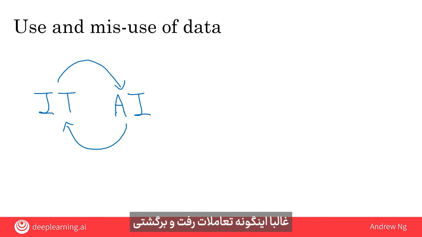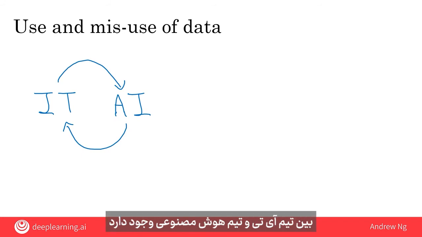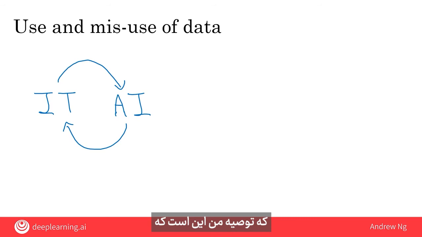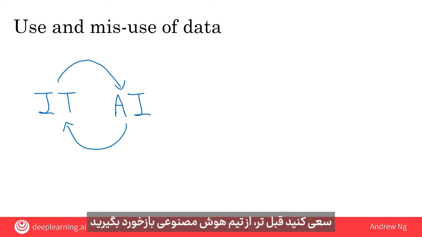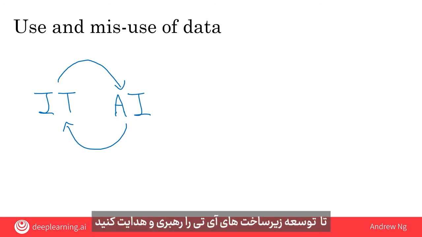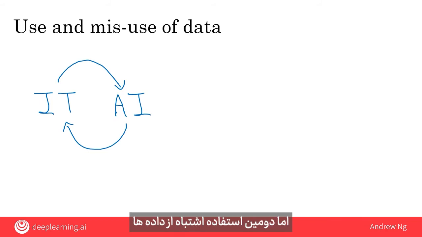So there's often this interplay or back and forth between IT and AI teams. And my advice is usually try to get feedback from AI earlier, because it can help you guide the development of your IT infrastructure. Second, misuse of data.